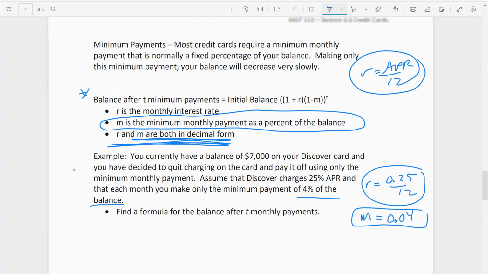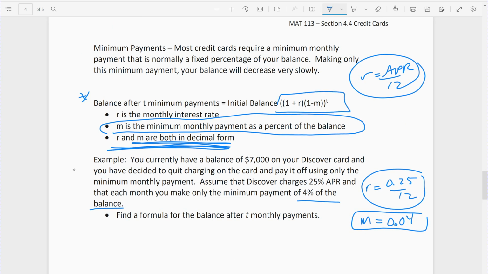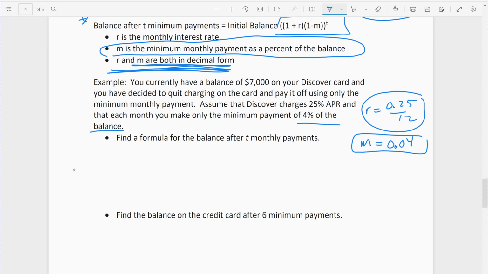So again, we basically just plug it into this formula here, being careful with the parentheses. There are 3 sets of parentheses. There's the big set, which has T on the outside, and then there's the 2 little sets inside. So the balance that you had, 7,000, times parentheses. So there's a big set of parentheses that has a T on the outside. Then there's 2 little sets. The little sets are where the R and the M go.